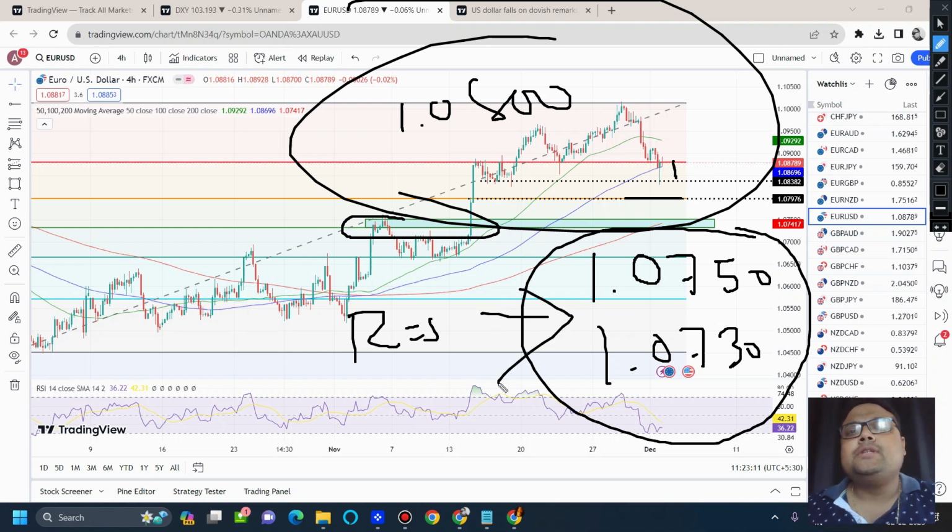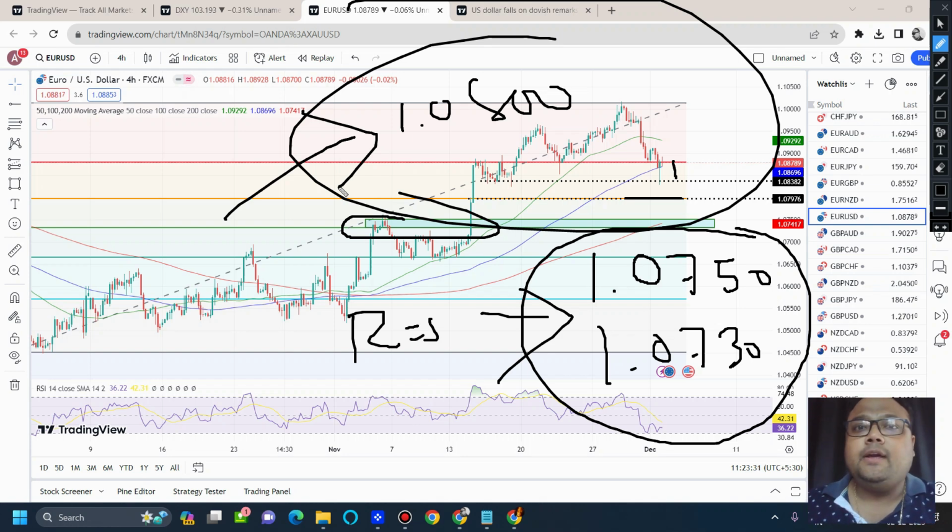Otherwise, if market goes down with low volatility, small red candles, 1.0800 is the support. So on the chart of Euro USD, we have two supports where we can look for a bounce. Clear. On the other hand, if you already have taken a buy, be on the trade because further upside is possible because market closed at a very critical level.